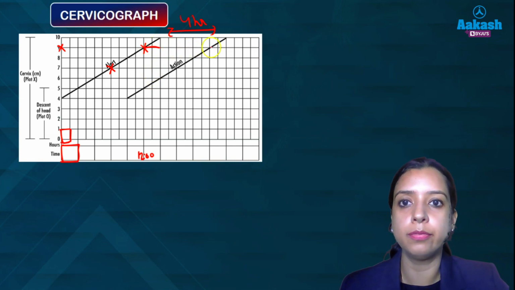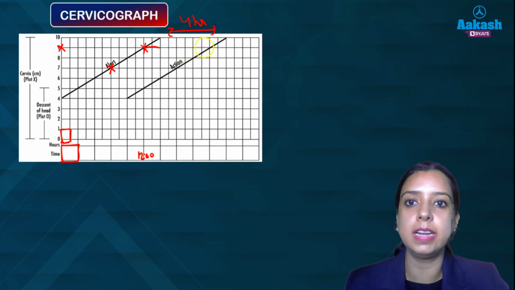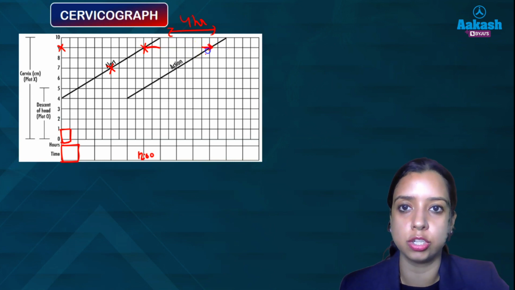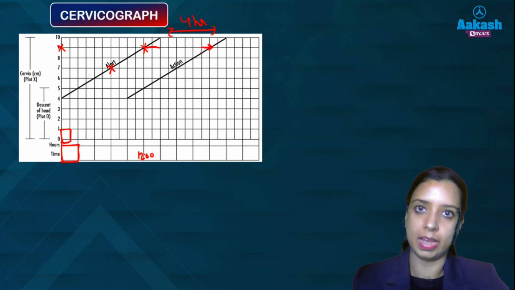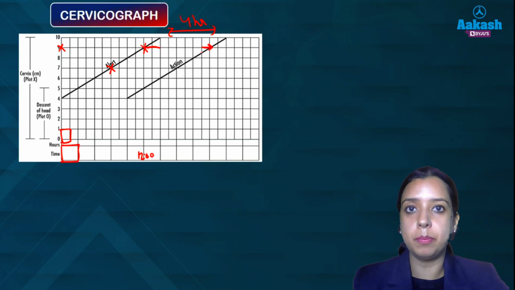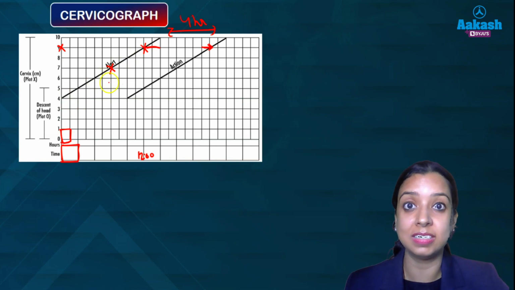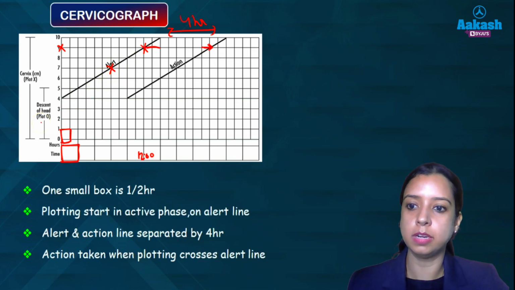In case even after 4 hours there is no change, it means it touches the action line. Here it crossed the alert line. Here it touches the action line. You have to do delivery, either cesarean or forceps depending on the dilation and descent. That we will see in questions further. Okay, so this is how you plot, starting on the alert line. These are the information that every line has been asked in the form of a question.